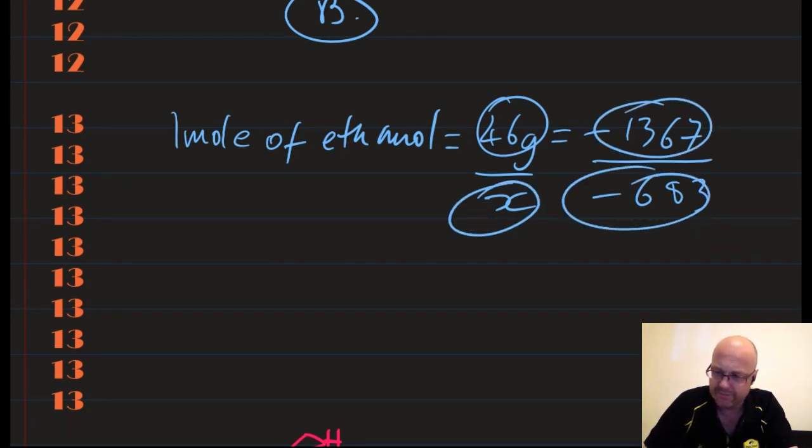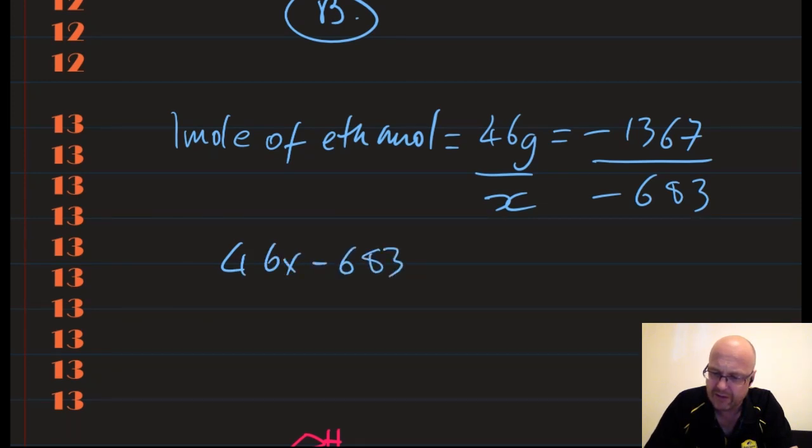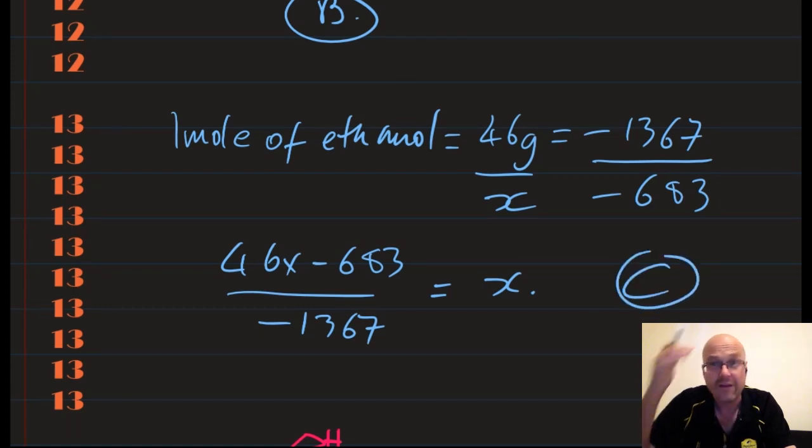All right. So isn't it just cross multiplication now? I've got 46 times minus 683 divided by minus 1367 equals x, which is my unknown. 46 times minus 46 times. Is that C? 13C? It is. Nice.